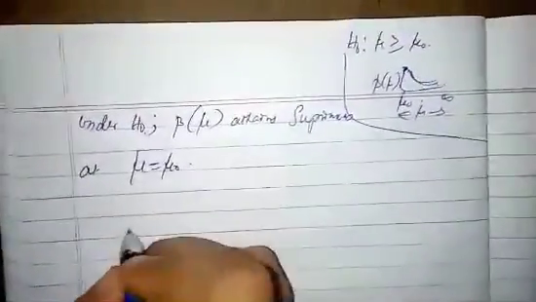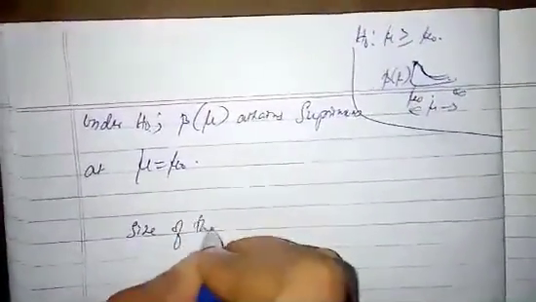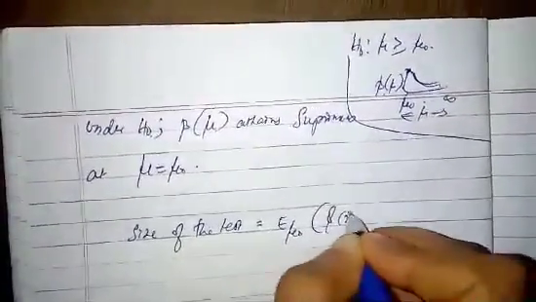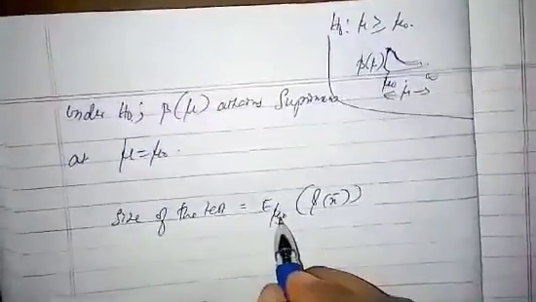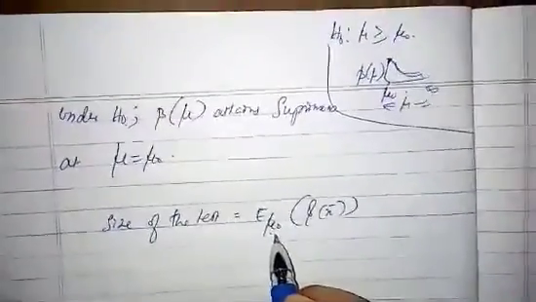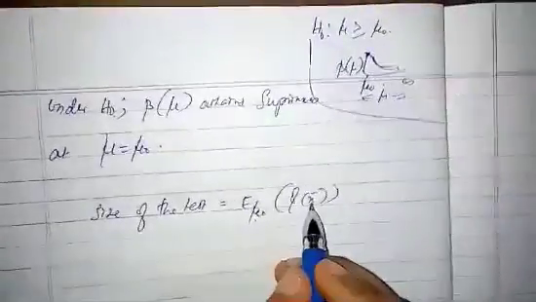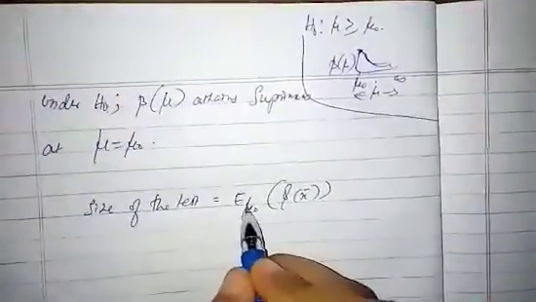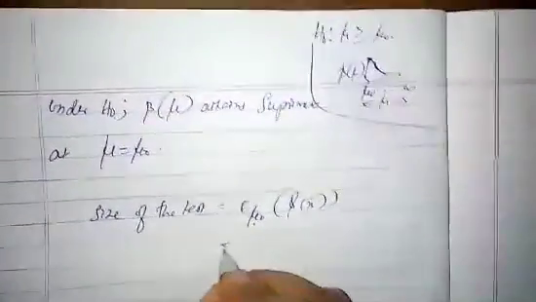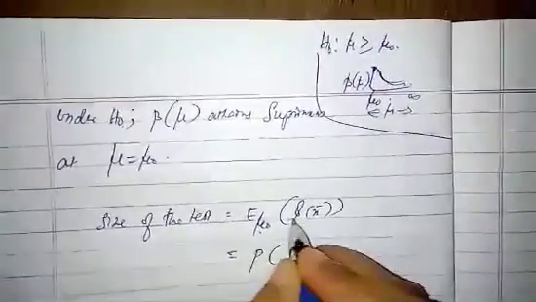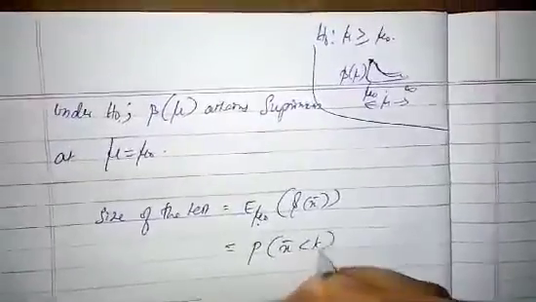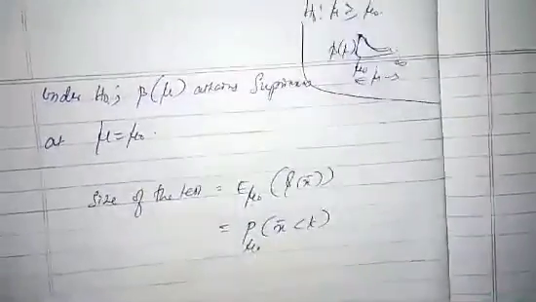Understood. Then what is the size of the test? Size of the test equals expectation under mu naught of phi of x bar. When mu equals mu naught, expectation of phi of x bar attains supremum. Then we can take mu equal to mu naught, which implies probability of, what is phi of x bar, that is x bar less than k. Phi of x bar is given under mu naught.